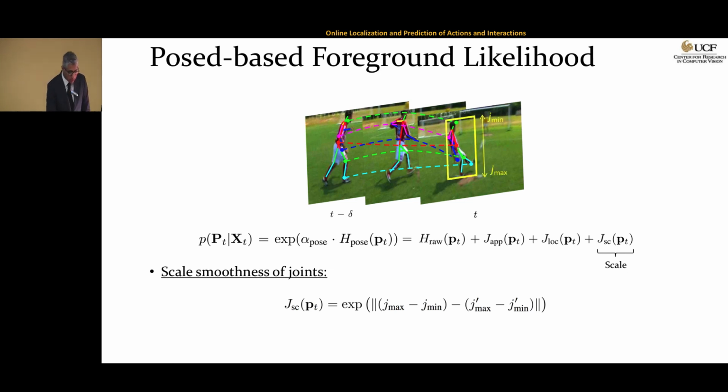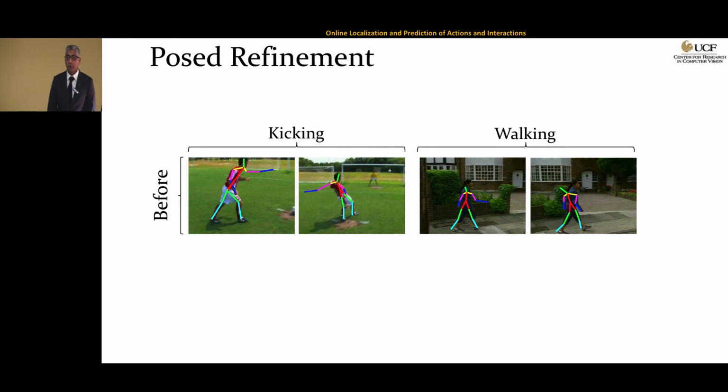So we define the scale smoothness, where we have a bounding box or a scale for the trajectory locations as well as the pose itself in that particular frame. And then we look at the difference, and we want to minimize it so that they're as close to one another as possible. So here are some qualitative results for pose refinement.